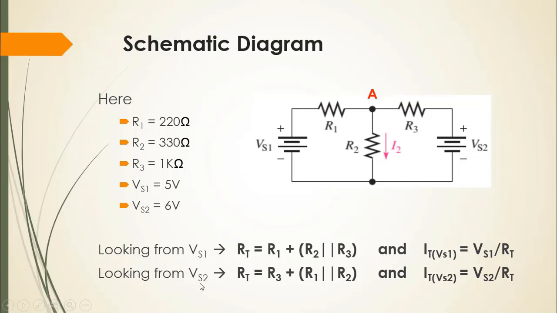Similarly, looking from VS2, if we replace VS1 by a short circuit, leaving VS2 in the circuit, we can find the total resistance such that R3 is in series with the parallel combination of R1 and R2. And similarly, to find the total current due to voltage source 2, we have to divide the source voltage VS2 over the total resistance.